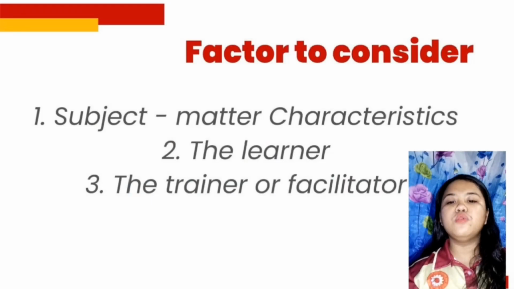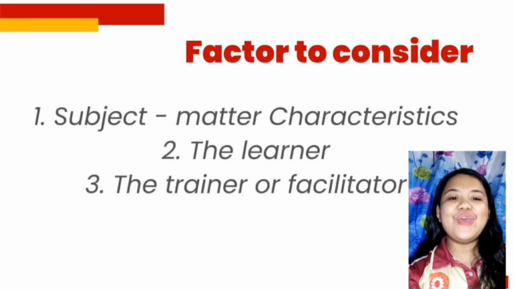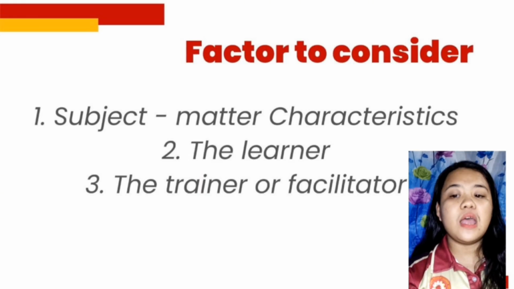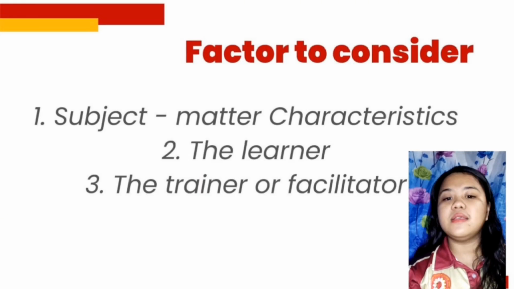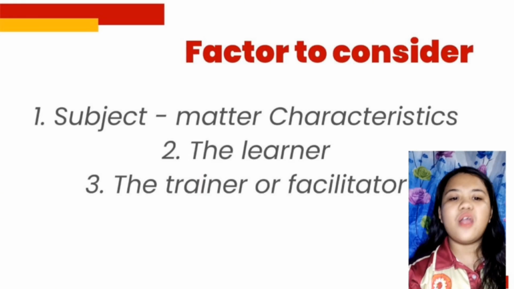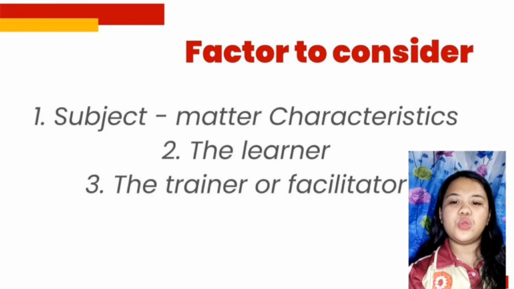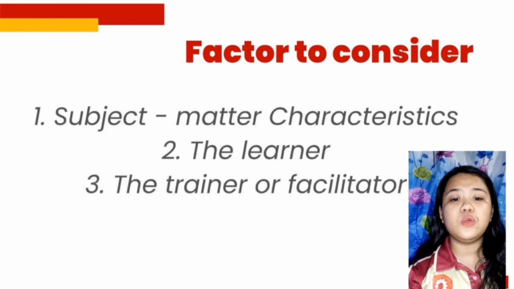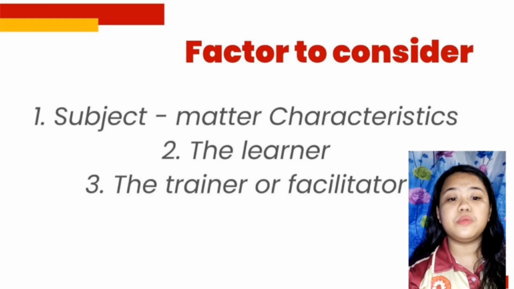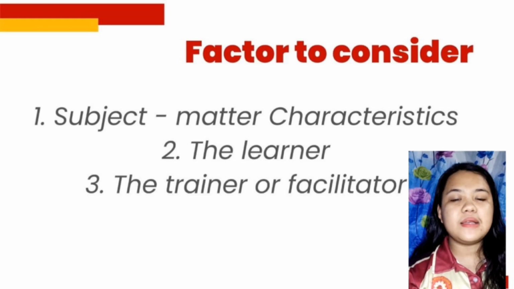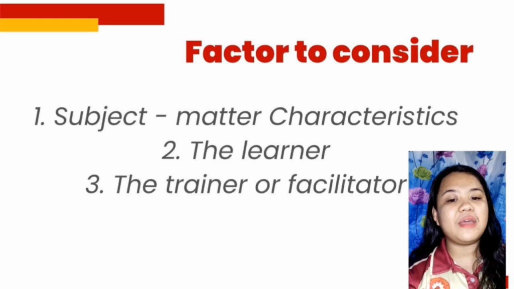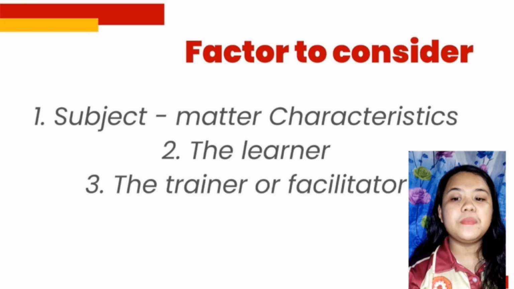So, we move to factors to consider. We have 3 factors: the subject to learn, the learner, and the trainer or facilitator. First one is the subject matter characteristics: how difficult or easy the topic is, what kind of knowledge is needed, and how it should be taught. Math needs step-by-step teaching while art may need more creativity.